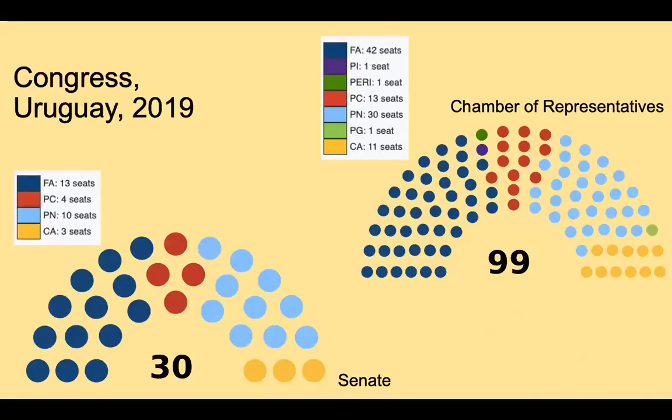Congress or a legislature. And if you take a look at Uruguay, the Congress in 2019, the most recent election, the results of that election gave you a Congress with a composition as follows. On the one hand, the Senate had four parties who between them shared 30 seats. The Chamber of Representatives had 99 seats and seven parties, whom among them distributed this many seats. And this is the composition of those two chambers of the Congress in Uruguay.